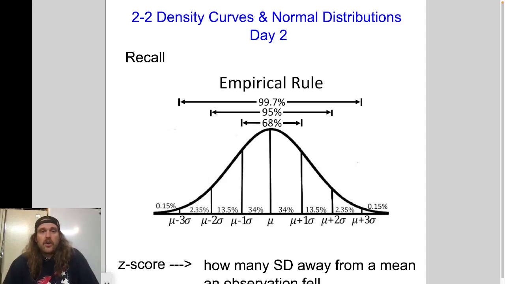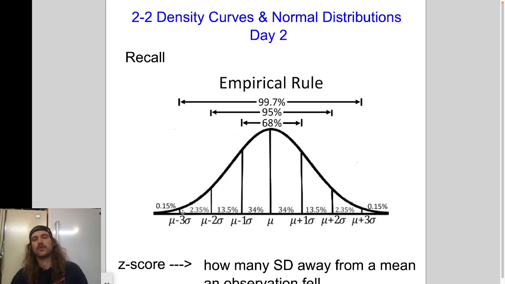So let's get started. Let's recall a couple things from yesterday in day 1, 2-2 density curves and normal distributions. The empirical rule only applies to a distribution that is normal. If you have a normal distribution, we know that it's centered on our population mean and population median because it's symmetric. And if we calculate the standard deviation, which is roughly the typical value in the set's distance from the mean, we can add that number to the mean once, twice, 3 times, making steps to the right, or subtract once, twice, 3 times, making steps to the left.